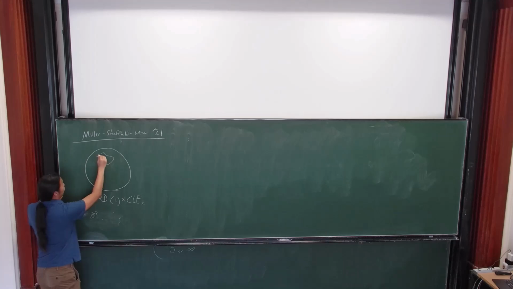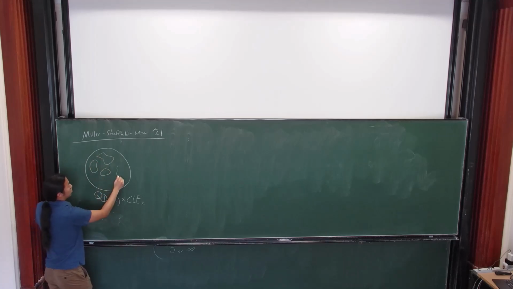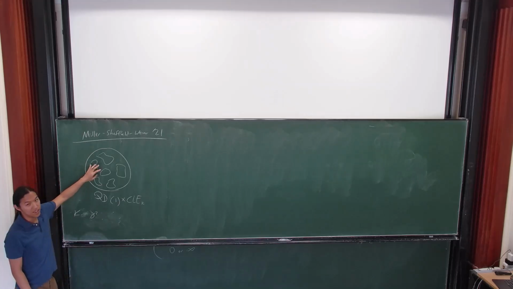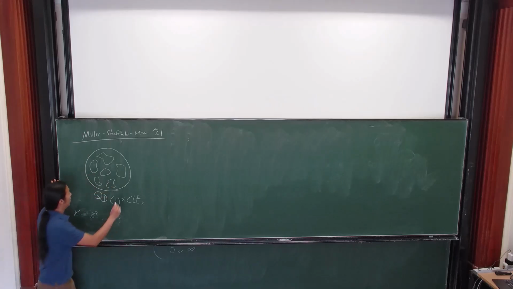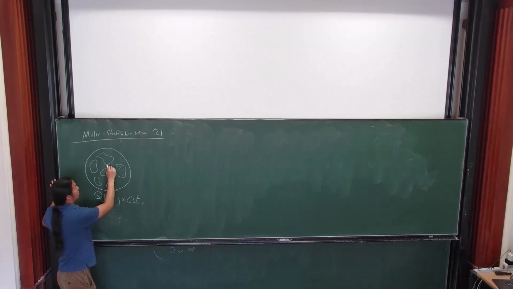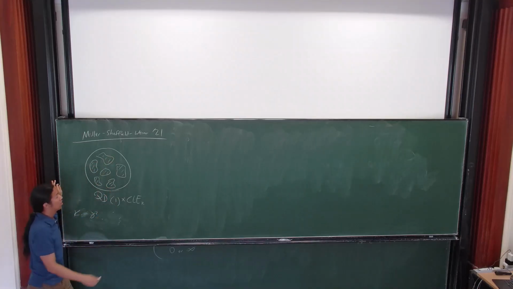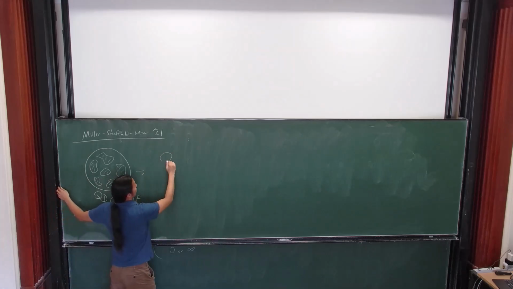So you get these loops. CLE is a random collection of loops which are either nested or non-nested, depending how you define them. We're using non-nested loops, so we're just looking at the outermost loops. And each of these countably many surfaces cut out by the CLE loops are going to be conditionally independent quantum disks.